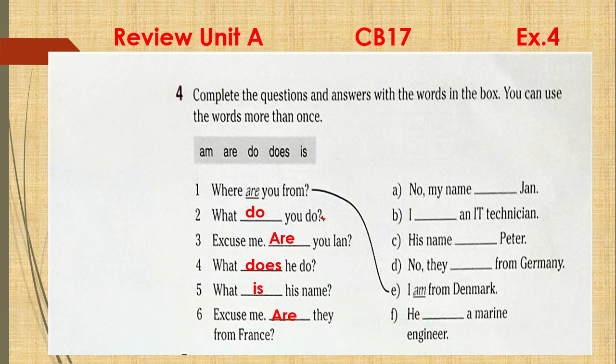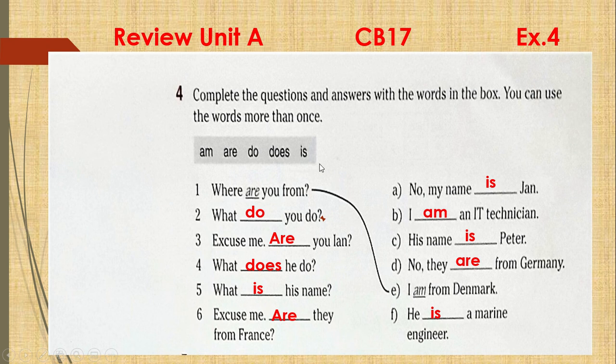Okay, now let's see the answers. A, is. Very good. B, am. C, is. D, are. And F, is. Good.